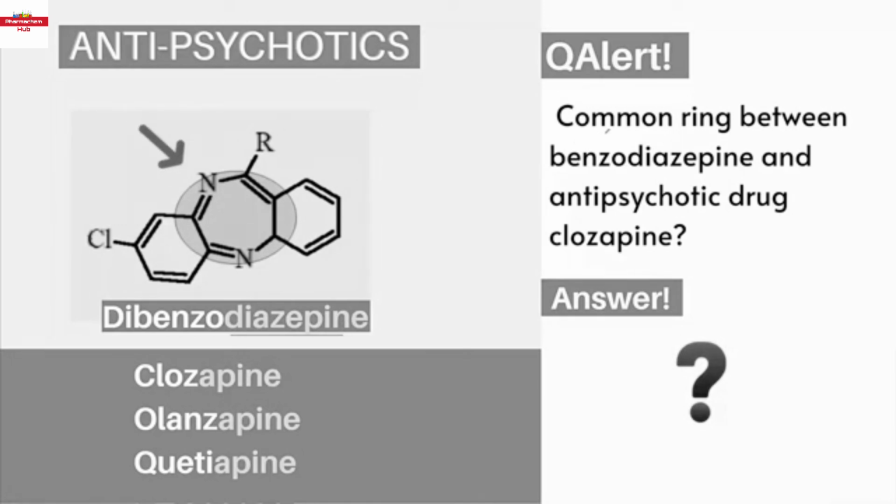Let's see what exactly the question is asking here. What is the common ring between the benzodiazepine, which sounds like diazepine, they sound the same, and the antipsychotic drug clozapine? See, there are so many zapines here.